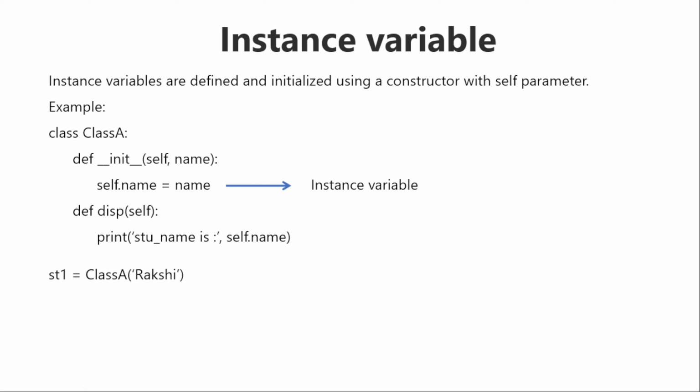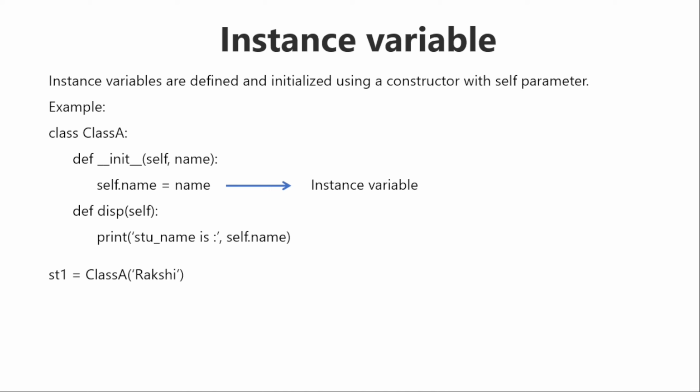Instance variables are defined and initialized using a constructor with the self parameter. So in the example, we have class A, def __init__(self, name). So self.name is equal to name, which is known as an instance variable. So these are defined and initialized using a constructor with the self parameter. I have also written a def disp(self) function, which is one of the class methods. Right now we are only focusing on instance variables.